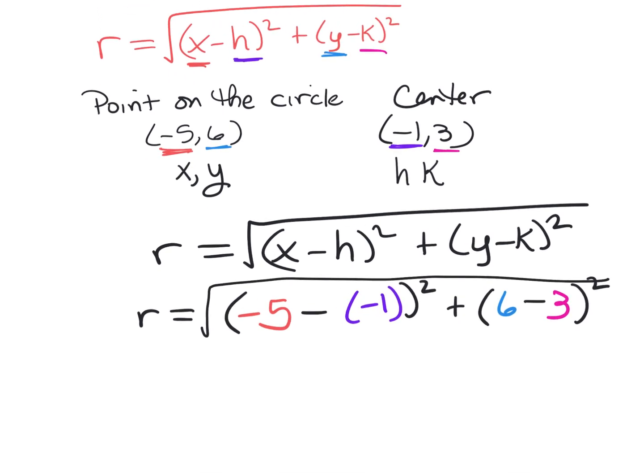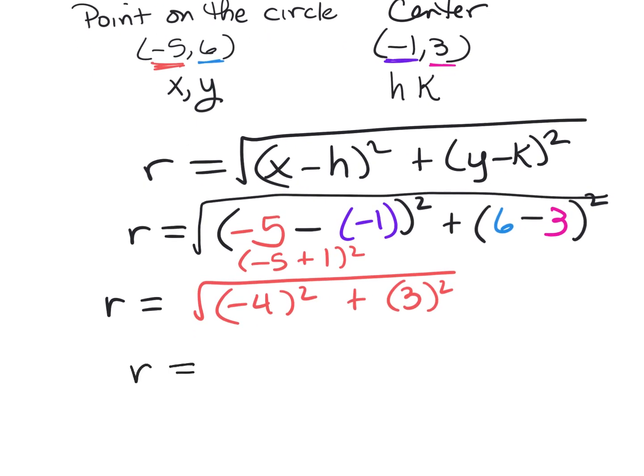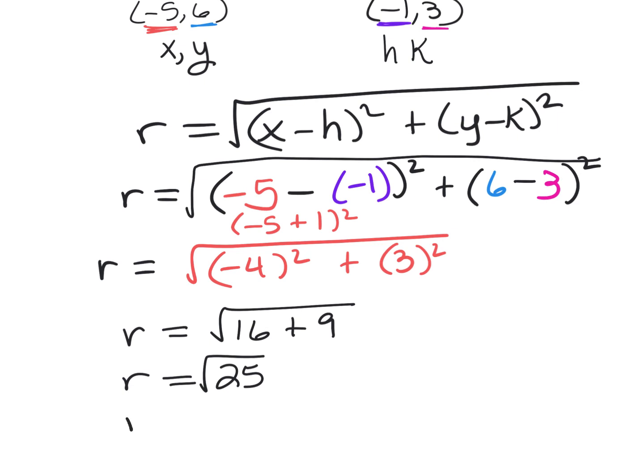So now let me simplify what's under the square root. I end up getting -5 plus 1 here, and then square it. So this will become -4 squared plus 3 squared, all under the radical still. And then I'm left with r equals 16 plus 9. 16 plus 9 is 25. Square root it, and your radius is 5.